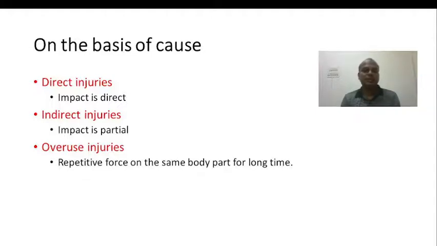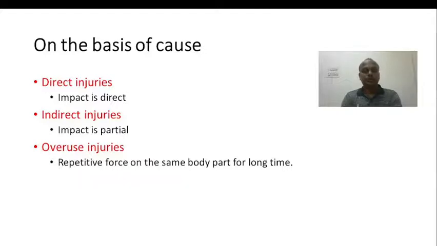In indirect injuries, the impact is not directly on the body part. Rather, it is on a different body part, and the impact is transferred to some other body part. Such injuries are called indirect injuries. The best example for this is the contrecoup fracture occurring in the skull.